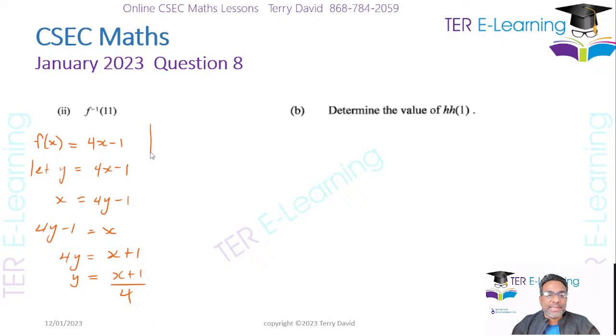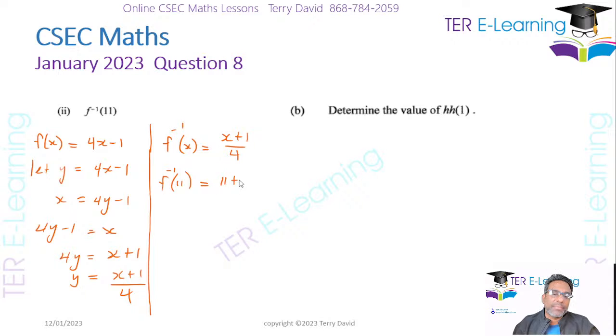So what that means is that our inverse function, f inverse of x, is equal to (x + 1)/4. Now we want to work out f inverse of 11. So this is going to be (11 + 1)/4. That's 12 over 4, and that's going to give us 3. So that's my answer for this one.